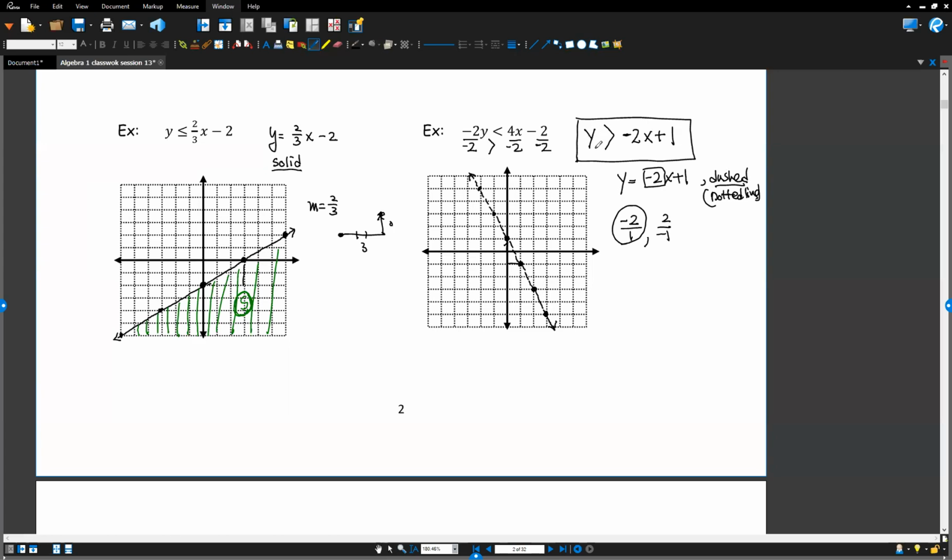Greater than is what? Over the graph. This side, over the graph. You can write down S. That's your solution set. Any questions about this?